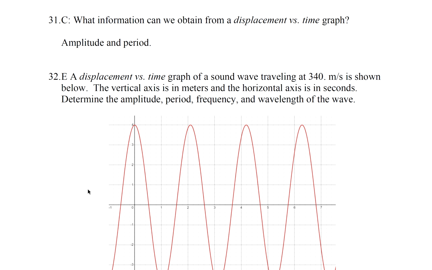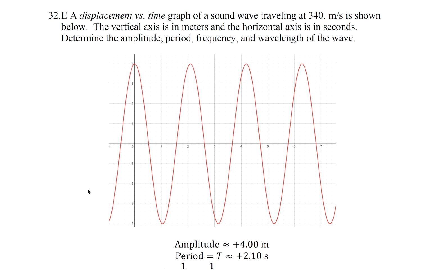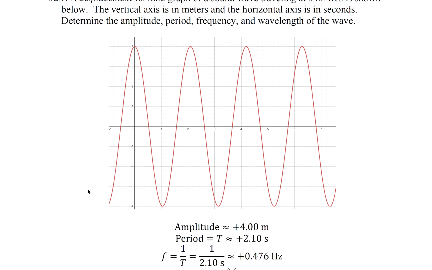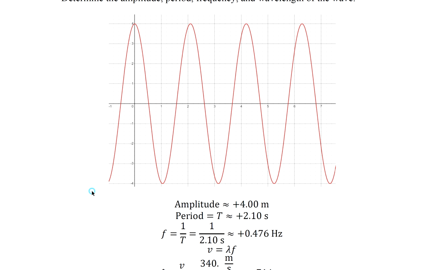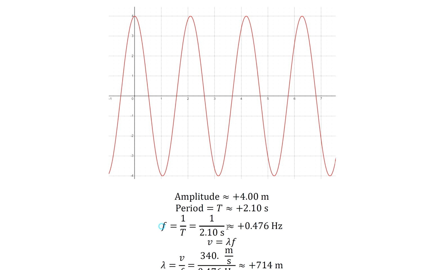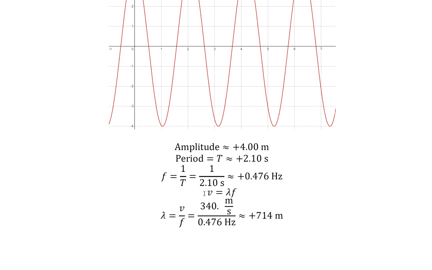Question 31. What information can we obtain from a displacement versus time graph? The amplitude and period. So question 32, a displacement versus time graph of a sound wave traveling at 340 meters per second is shown below. The vertical axis is in meters and the horizontal axis is in seconds. Determine the amplitude, period, frequency, and wavelength of the wave. So the amplitude is 4 meters. You could see it goes from the middle to the top. Period is a horizontal distance. It's not the wavelength anymore. So period is about 2.1 seconds. f is 1 over T. V equals lambda f. So now let's solve for lambda.